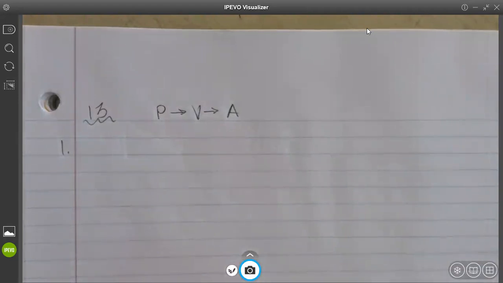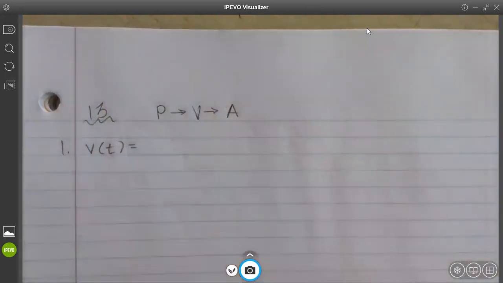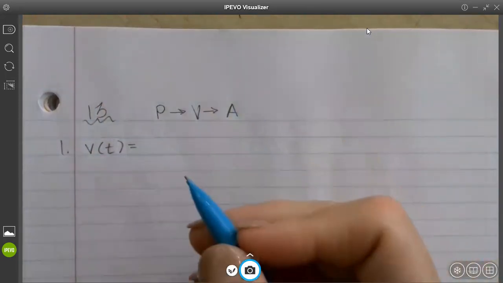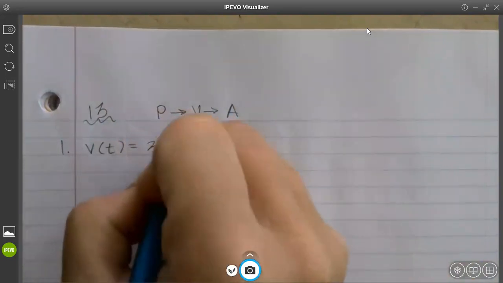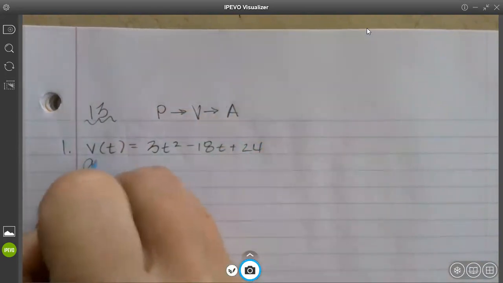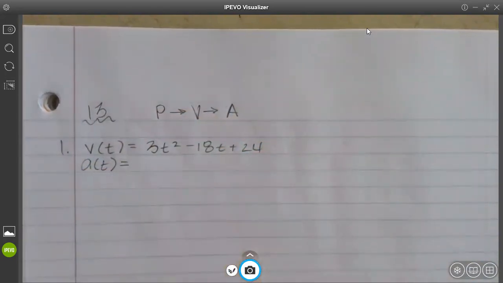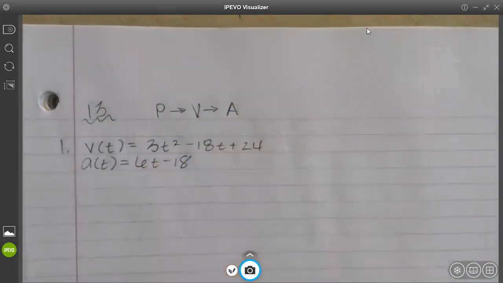It's not looking for a specific number. It's looking for what? The derivatives. So we're going to do the velocity by taking the derivative of the first one. So what's the derivative of t cubed minus 9t squared plus 24t? And then to find the acceleration, you just find the derivative of that, which is? That's number one.